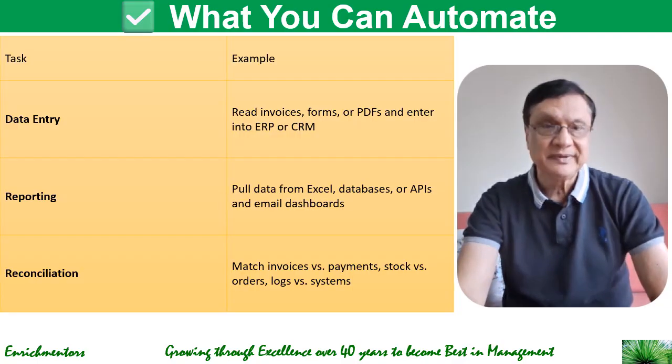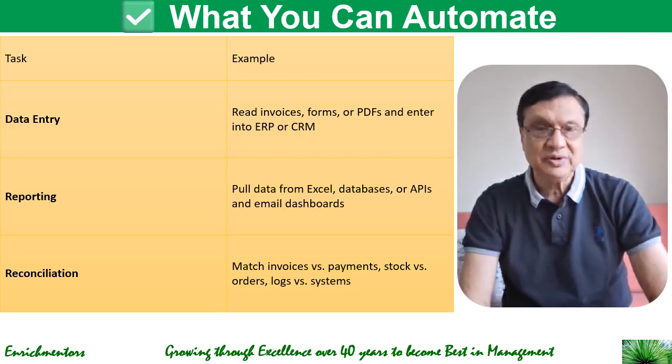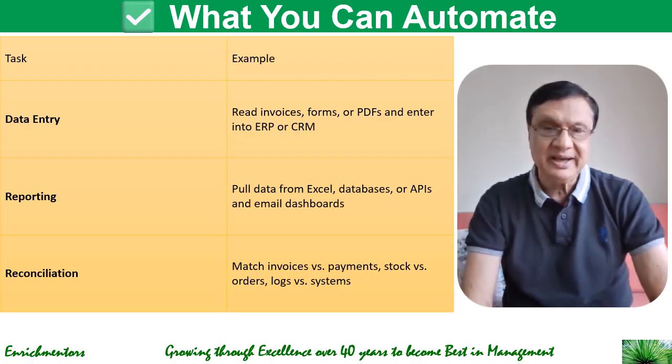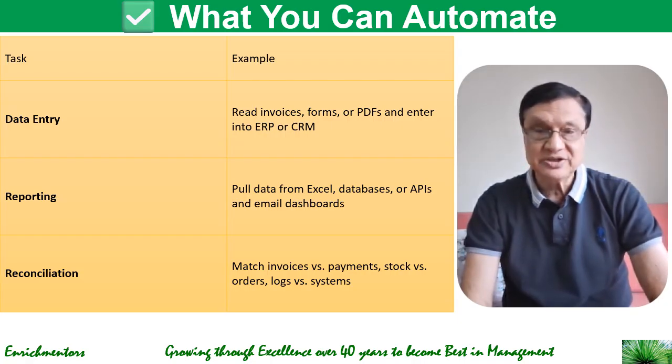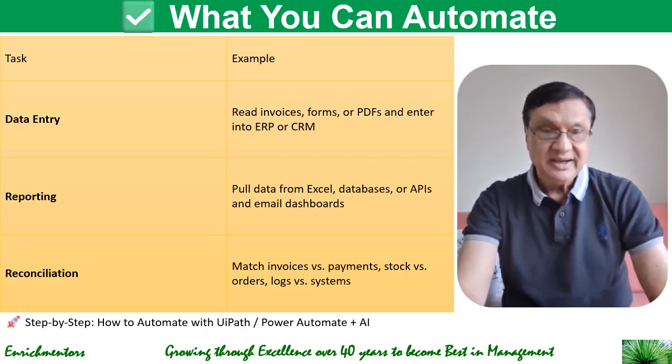Let's understand them. So you can automate data entry, where you can read invoices, forms, or PDFs and enter into ERP or CRM system of your organization. You can automate reporting, where you pull data from Excel databases or API and email dashboards. And you can automate reconciliation as well, where you match invoices with payments, stock versus orders, logs versus the system. And what are the steps that you need to take to do these automations? Let us take a look at them.